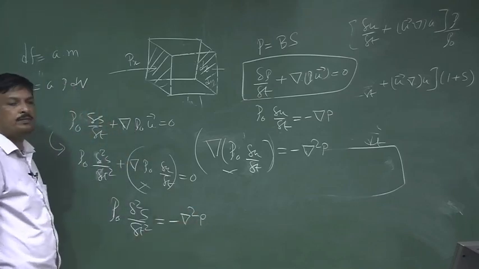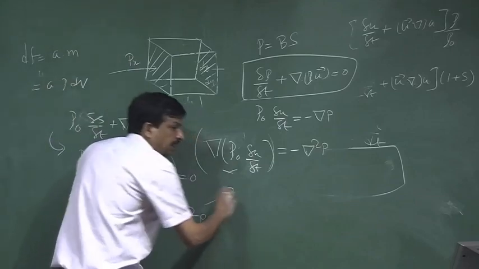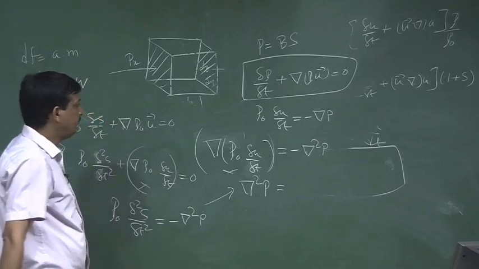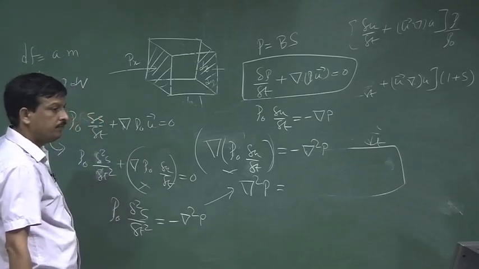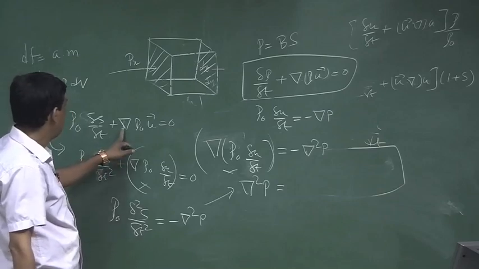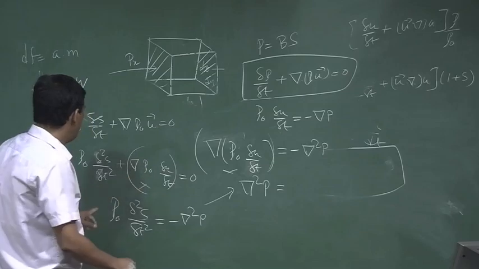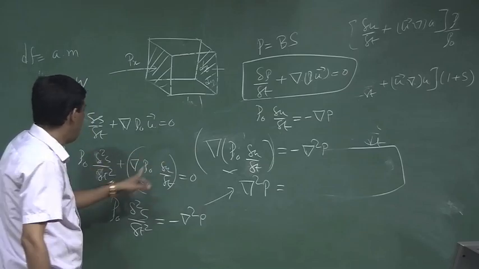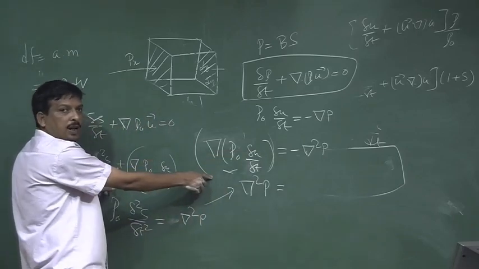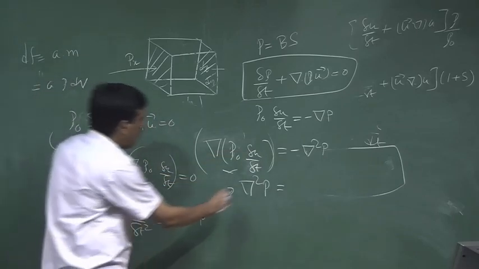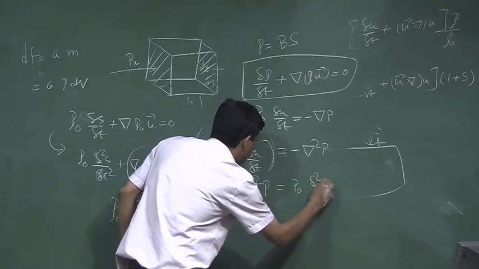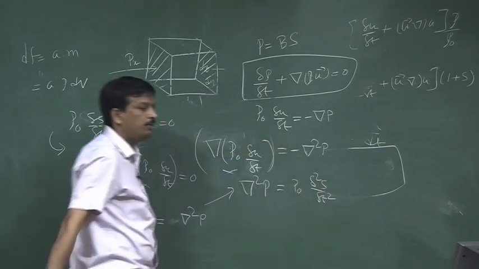Here, the minus will not be there, because this term is equal to minus. I put the minus del square P, so that side will be plus. So, it is nothing but del square P. So, del square P is nothing but rho 0 del square S by del t square.